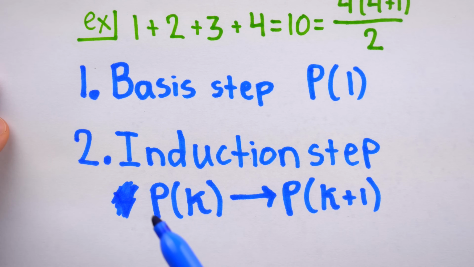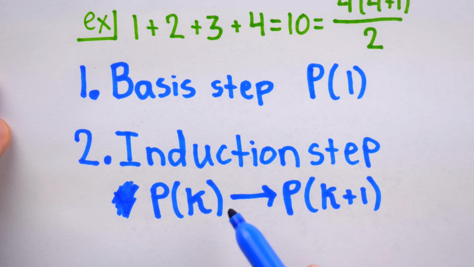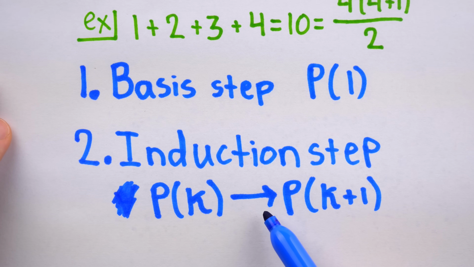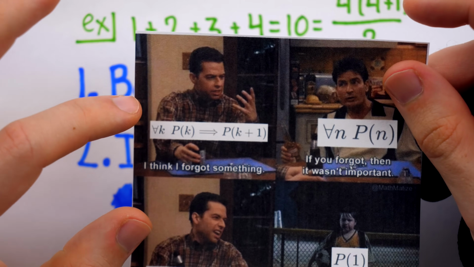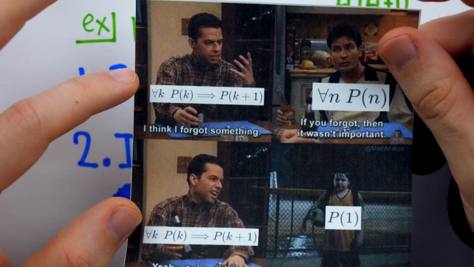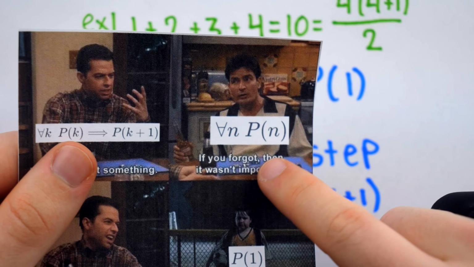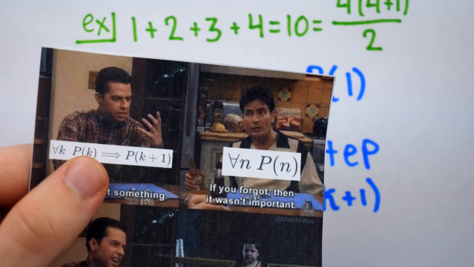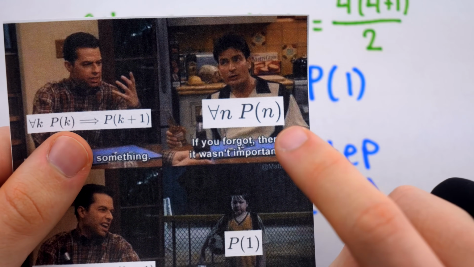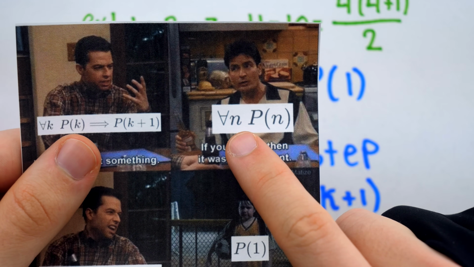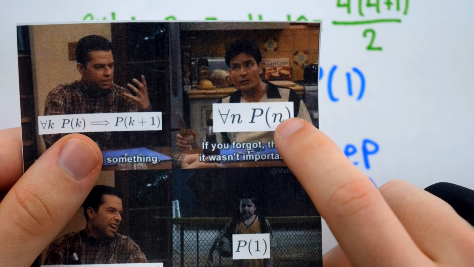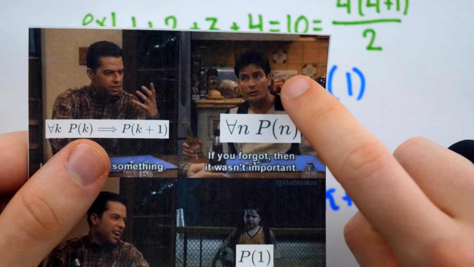In the induction step, we prove that if our statement is true about an integer k, then it must also be true about the next integer, k plus 1, which is what we see in the left panels of the meme. Now, in the top right is what would be the conclusion, because it's our goal to prove that something's true for every positive integer. For every n, our statement is true for n. So this is what we want to prove.